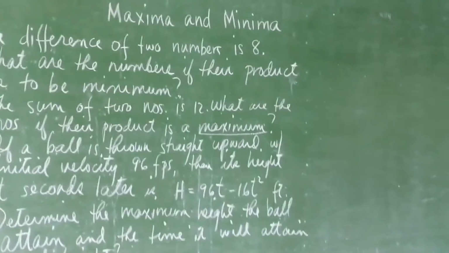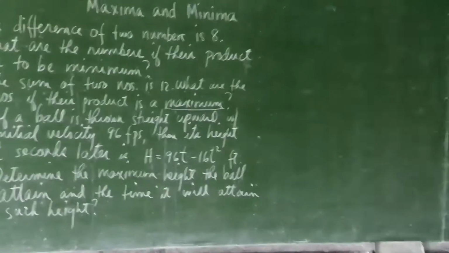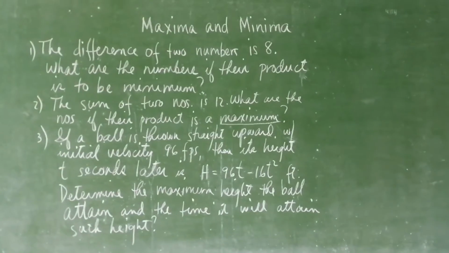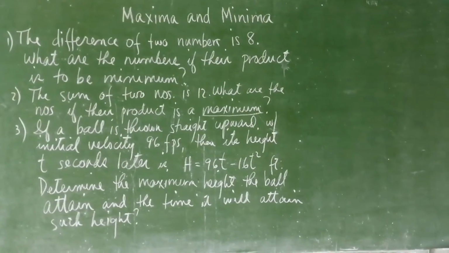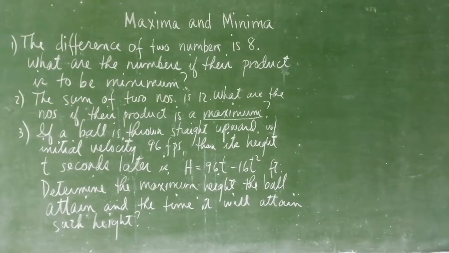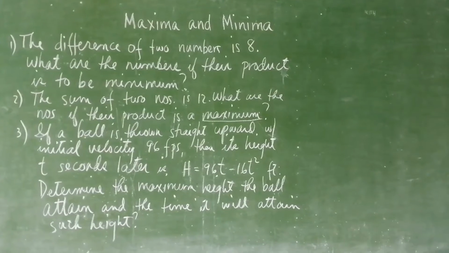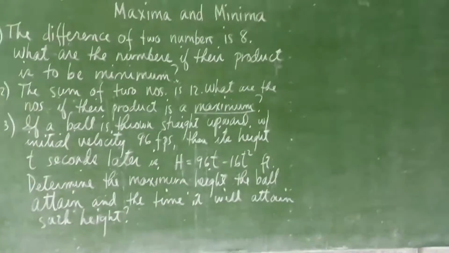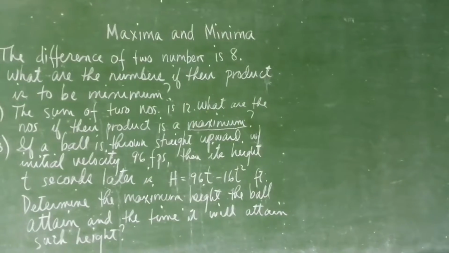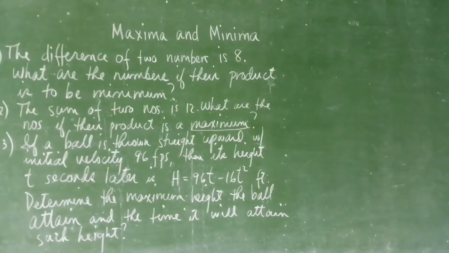We're going to talk about the application of quadratic functions, and we'll talk about the maxima and the minima. When we talk about maxima, that is the maximum point where the parabola is opening downward, and minimum when the parabola is opening upward.